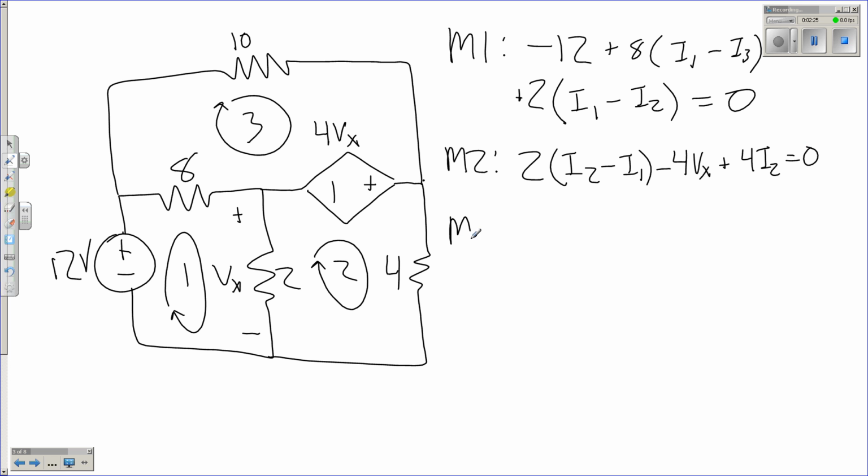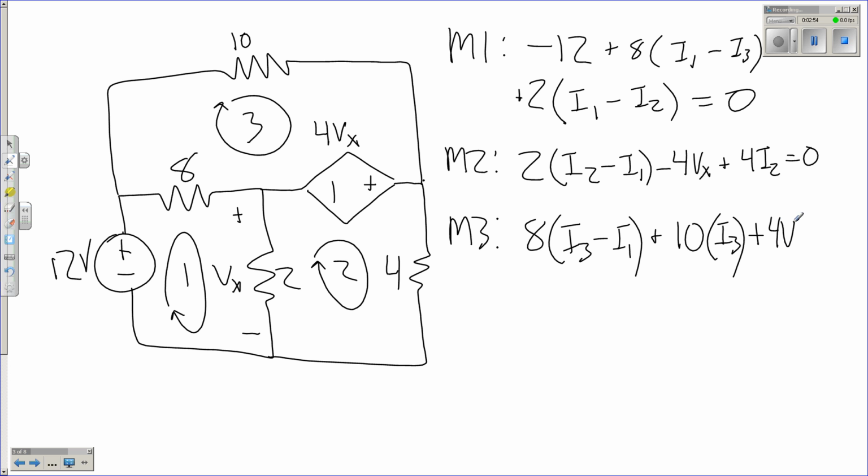Now for our third mesh. Starting at the negative terminal of the 8, so we go up through the 8, or sorry, the positive terminal of the 8, go through the 8, I3 minus I1, across the 10 ohm resistor, and finally back through that dependent source. Now remember, since it's just a voltage, we don't need to change anything about that. That 4Vx, that's going to be a voltage.